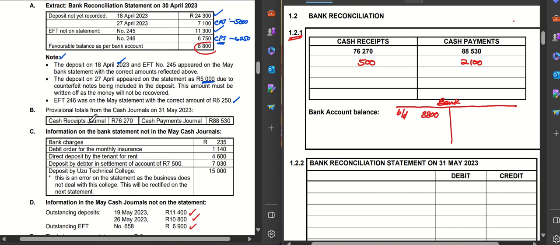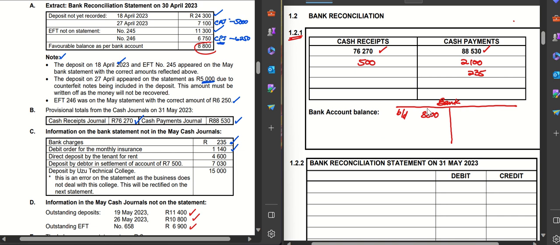Information B gives us provisional totals, which is this one there. All right, given. And there is the other provisional total, the 88,530. Let's come here, information C. Bank charges 235. That simply means I'm going to come here and record in my CPJ 235 for bank charges.